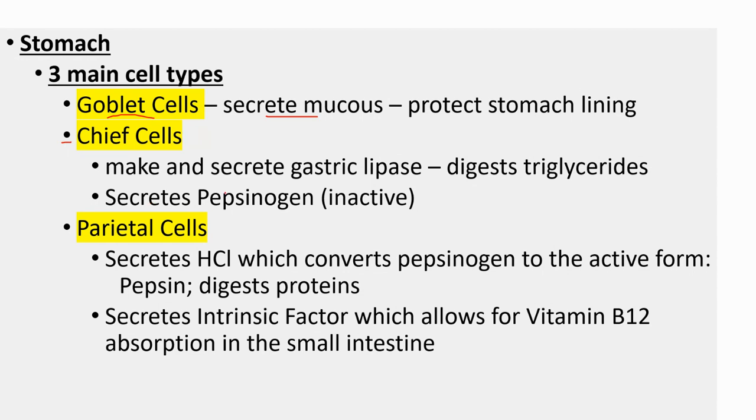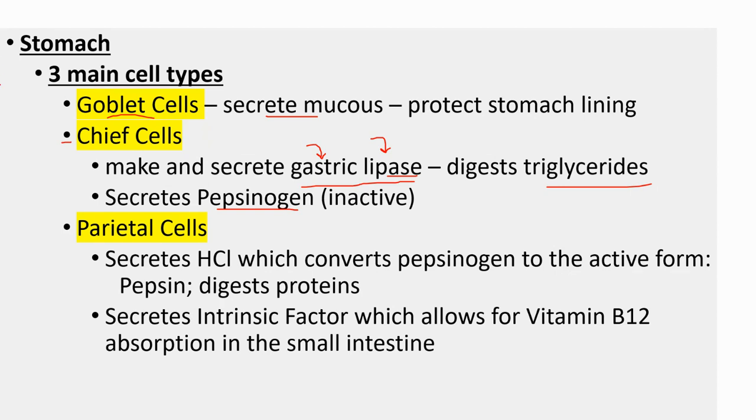Chief cells. Chief cells, you need to know what they do. They're going to make and secrete this enzyme called gastric lipase. Gastric because this lipase is being secreted by the stomach. Lipase is the name of the enzyme, so it gives you location and name. ACE, remember, is the name of an enzyme. So this particular enzyme is going to help break down fats, specifically the triglycerides, the fatty acids. Chief cells also secrete pepsinogen. Pepsinogen is an inactive protein at this point. So it secretes it, but it's not actually activated yet.